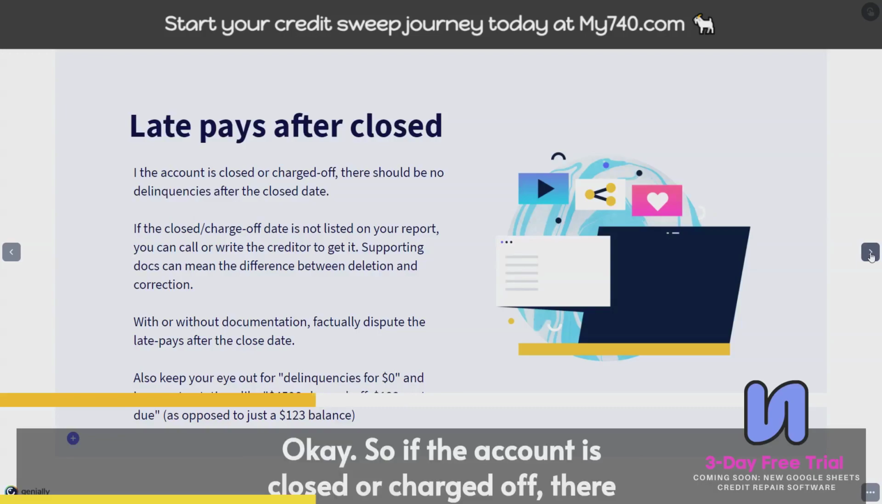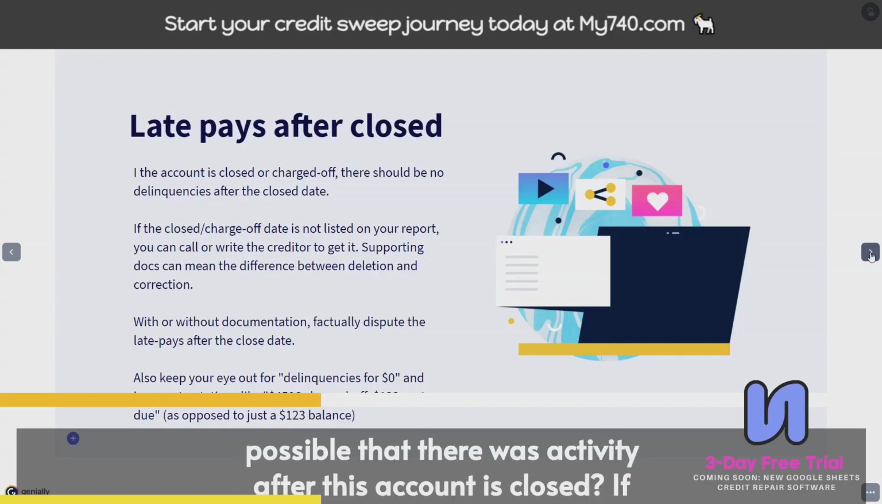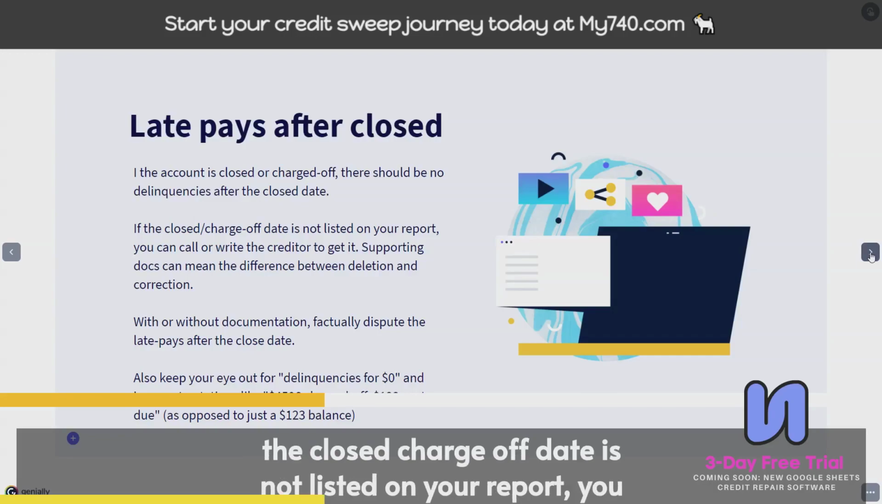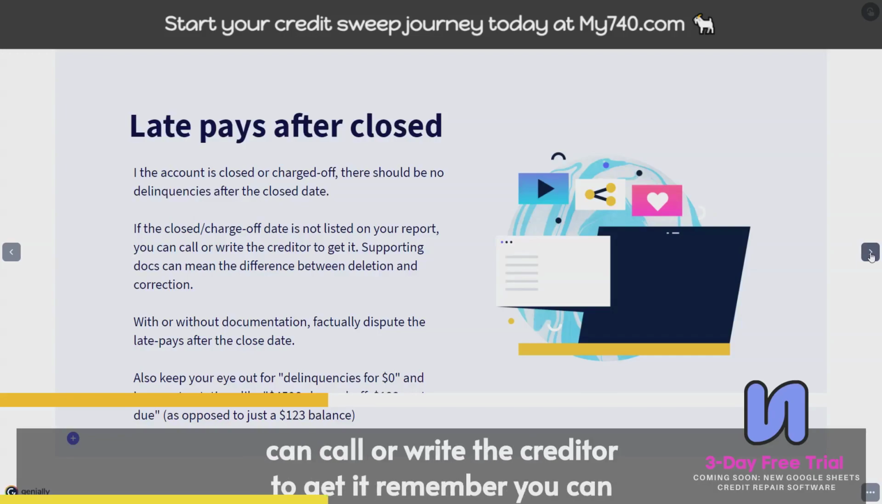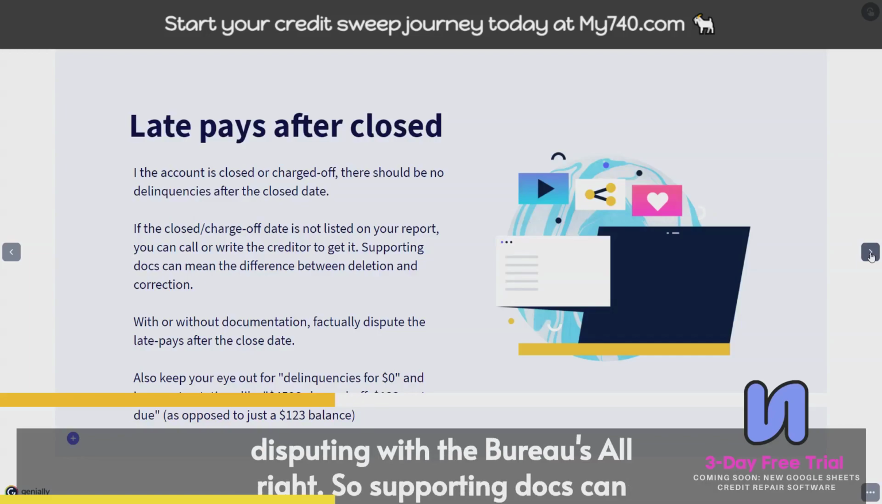Okay, so if the account is closed or charged off, there should be no delinquencies after the close date. How is it possible that there's activity after this account is closed? If the closed charge off date is not listed on your report, you can call or write the creditor to get it. Remember, you can contact the creditor, okay? This does not mean that you are only disputing with the bureaus.